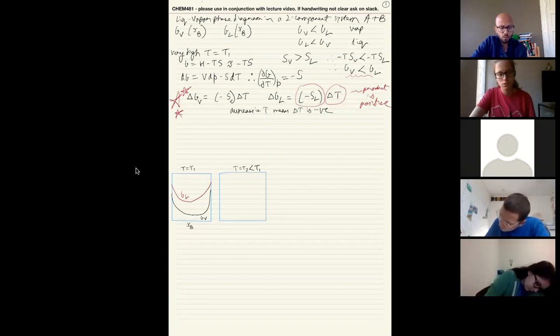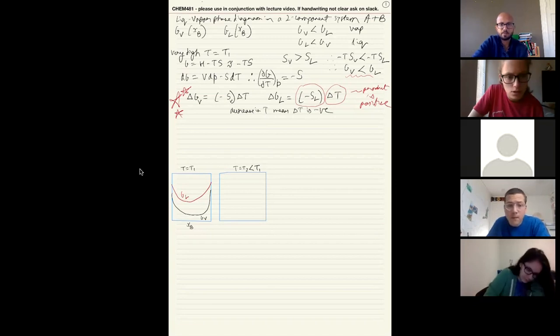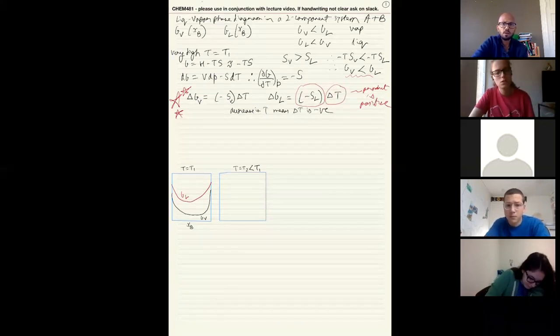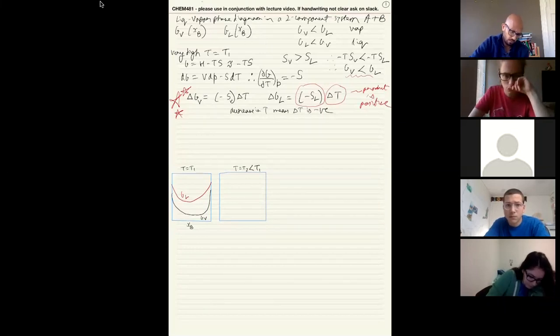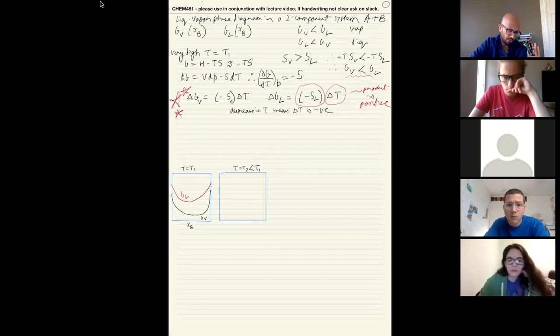However, which one is going to be more positive, delta GL or delta GS? Anyone wants to put something in chat? Delta T is negative. Delta T is negative because you brought the temperature down. What do you mean by VL? I don't know what you mean by VL here. For either system, you are thinking about T1, about T2, which is lower than T1. It's just negative.